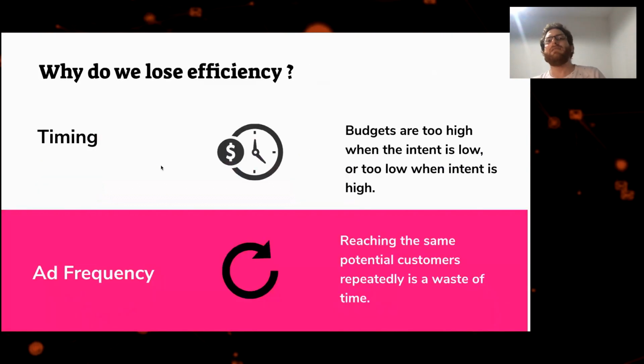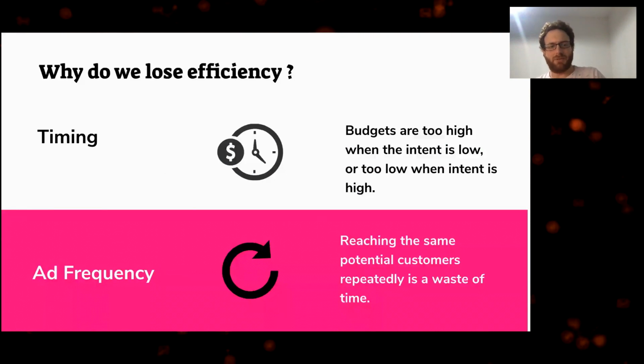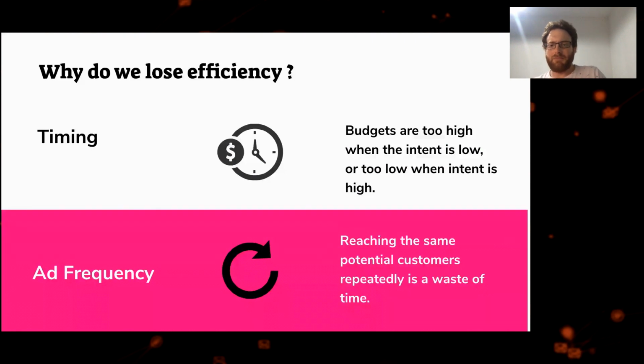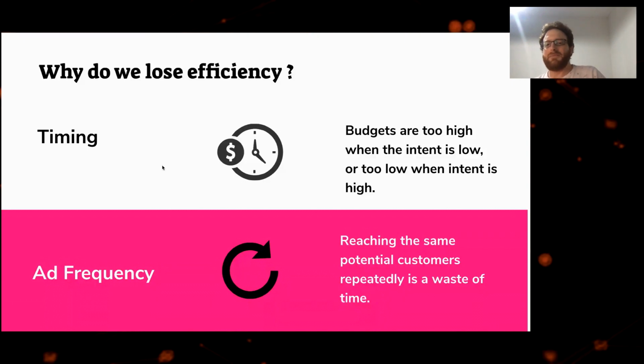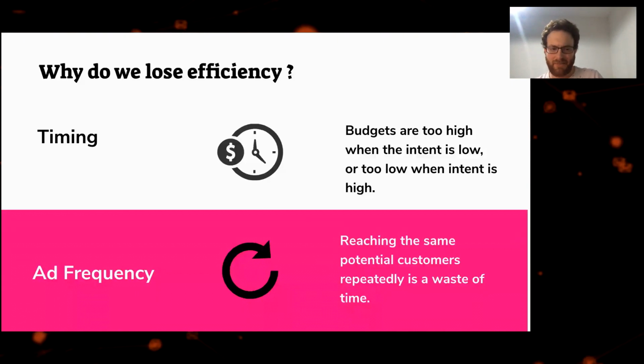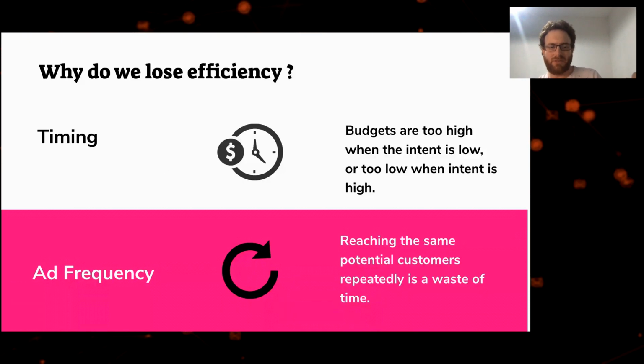So why do we lose spend efficiency in the first place? Two main reasons. The first one is timing related, and it is that we're scaling our budgets too high, too aggressively, and too fast when intent is still relatively low. The flip side of that is that we're not scaling enough when the market is really hot. The second thing that can cause issues is ad frequency.